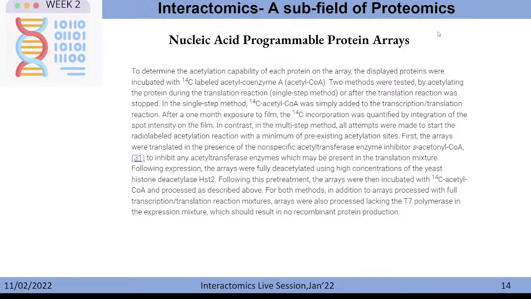Now you can understand that you need to try to detect both your 14C acetyl-CoA as well as your histone deacetylase, and also try to find out, as another control, where T7 polymerase is not there, so that there is no false detection. One can question about false detection, where there is no T7 polymerase, there is no expression, so you will get the control.